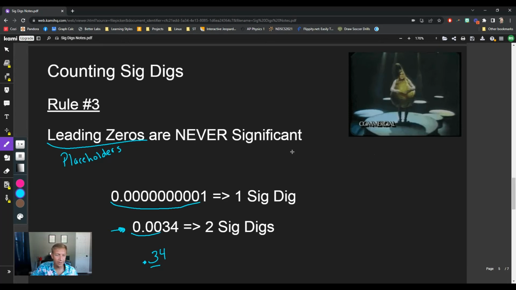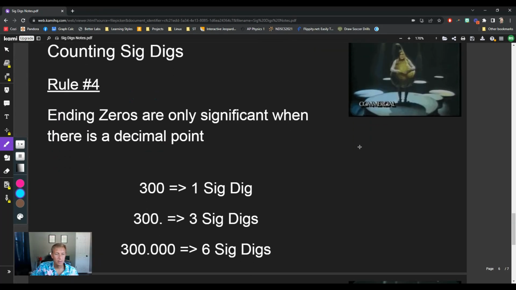Two more rules here. Ending zeros. Ending zeros are only significant when there is a decimal point.